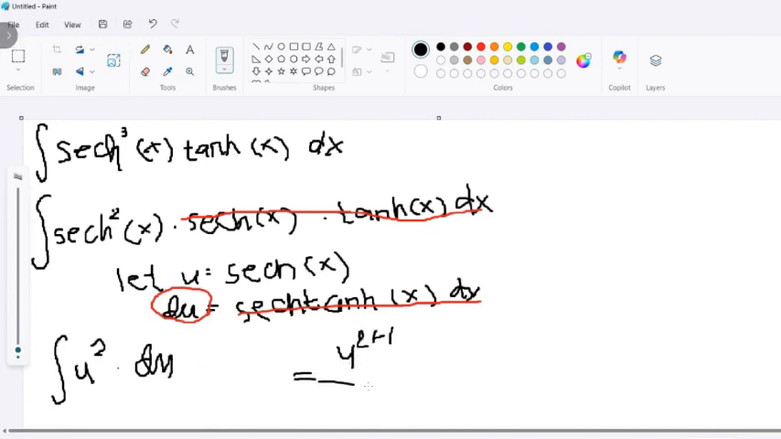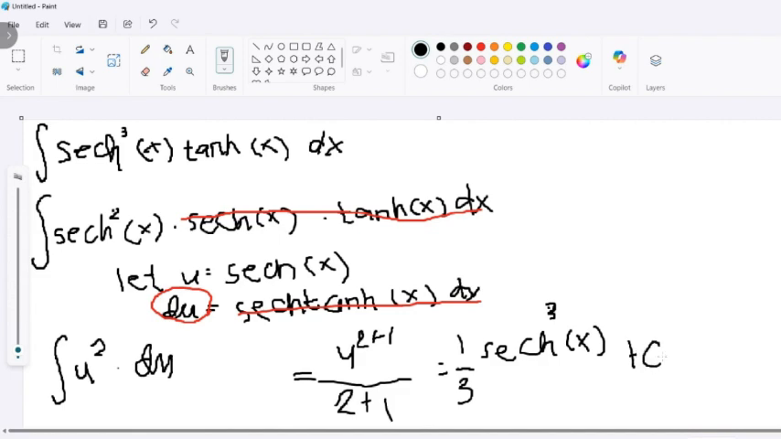So now we have u squared, so we're going to have u raised to 2 plus 1 over 2 plus 1. So we will have 1/3 sech cubed x plus c.